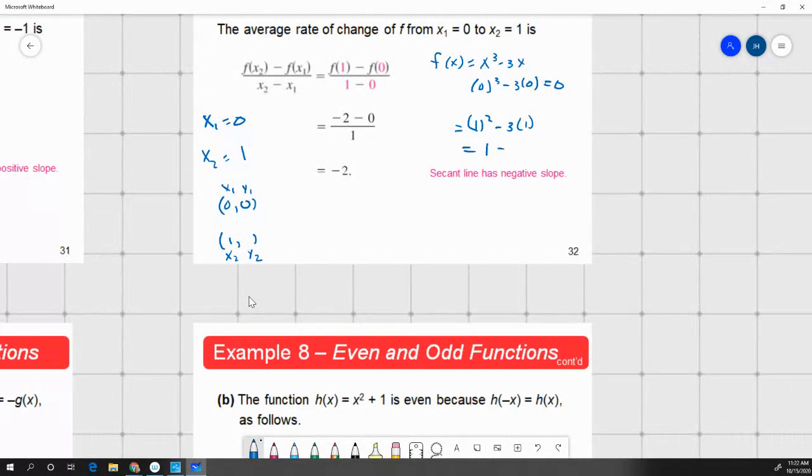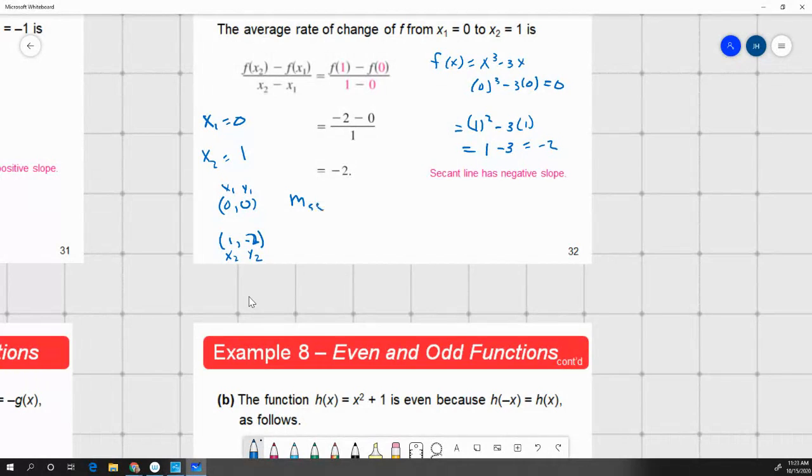And it would just be 1 minus 3 equals negative 2. So I have my numbers, right? But I just wanted to show you, because they don't show you how they got the 1 and 0, right? How they got the negative 2 minus 0. But you have to plug it in and find it. And then you're just going to look for the slope of the secant.